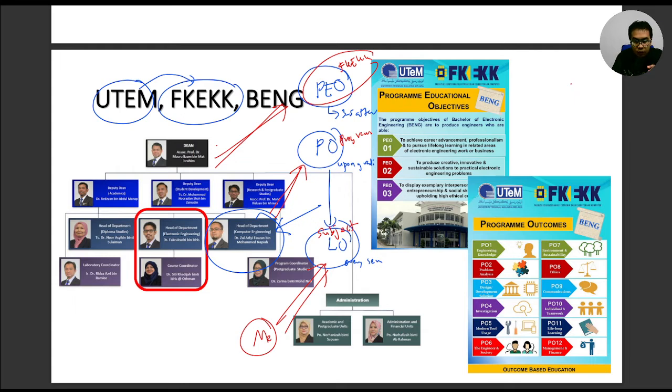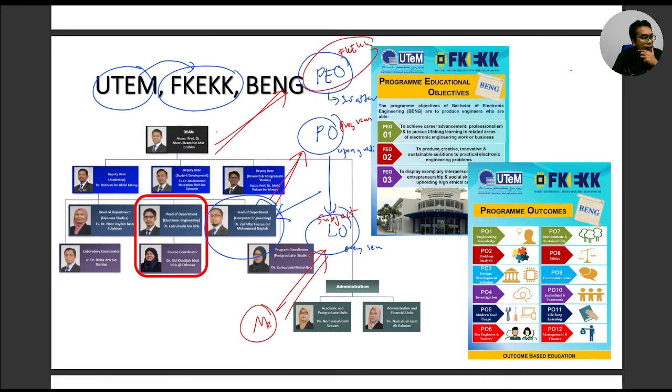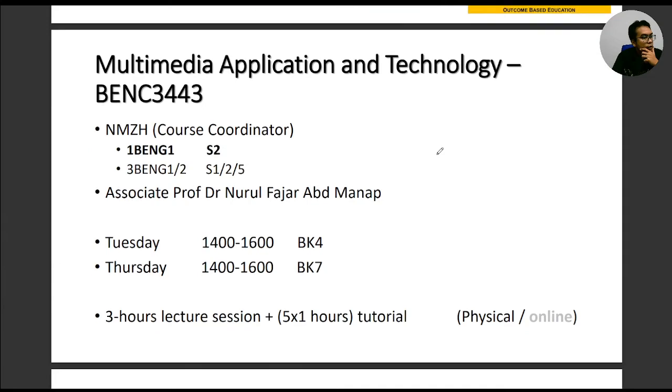So speaking of which, all this PO links to the PO, and all the PO link with the LO. Later on I will be discussing LO for our subject. Alright. So before explaining about the PO, definitely in the specific viewpoint, I will give a brief introduction about what is happening for multimedia application and technology, our subject.